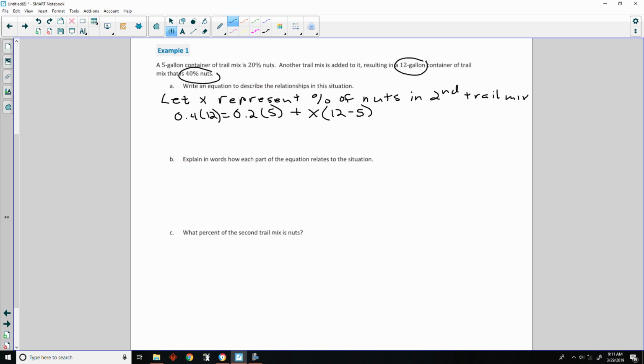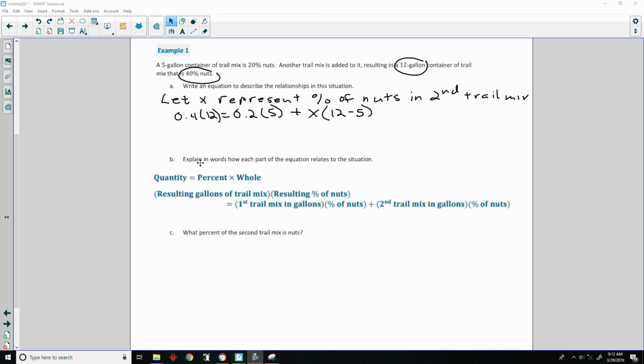Okay. Now it says to explain in words each part of the equation. Okay, so quantity equals percent times whole. So we take the resulting gallons of trail mix times the resulting percent of nuts, that's our quantity, equals the first trail mix in gallons times percent of nuts plus second trail mix in gallons times percent of nuts.